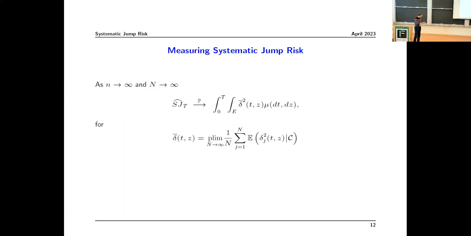Formally, you can show that this statistic, which we call SJ for systematic jumps, is going to pick up all of these systematic jump events. And it will converge to the cross-sectional average of the expected systematic jump. This is a random number.